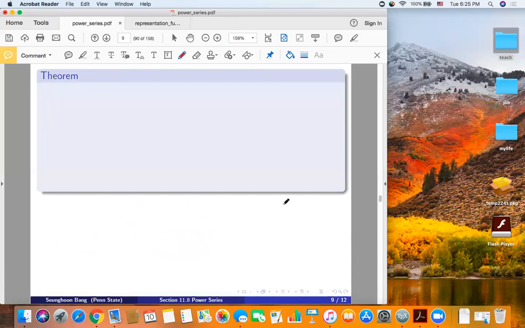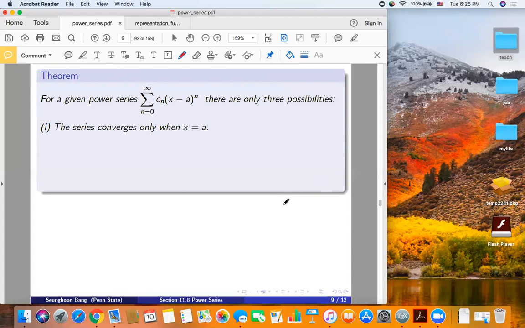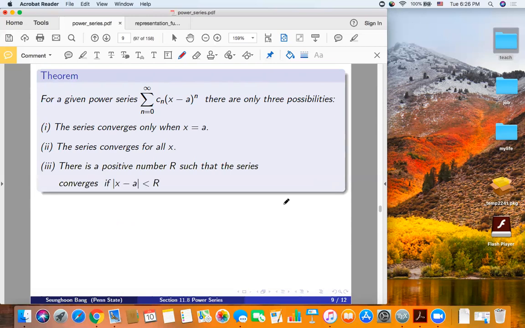Here, we have one theorem. From the first, second and third examples, we have one important theorem. For a given power series, summation from n equal to 0 to infinity, c sub n times x minus a to the power n, there are only three possibilities. The first possibility is that the series converges only at the one point x equals a. The second is that the series converges for all x values. Third, there is a positive number r such that the series converges if the absolute value of x minus a is less than r, and diverges if the absolute value of x minus a is greater than r. So this is very important.